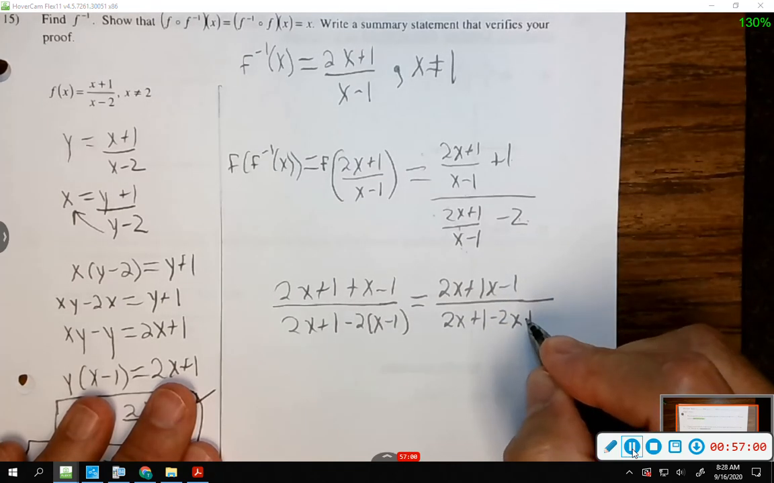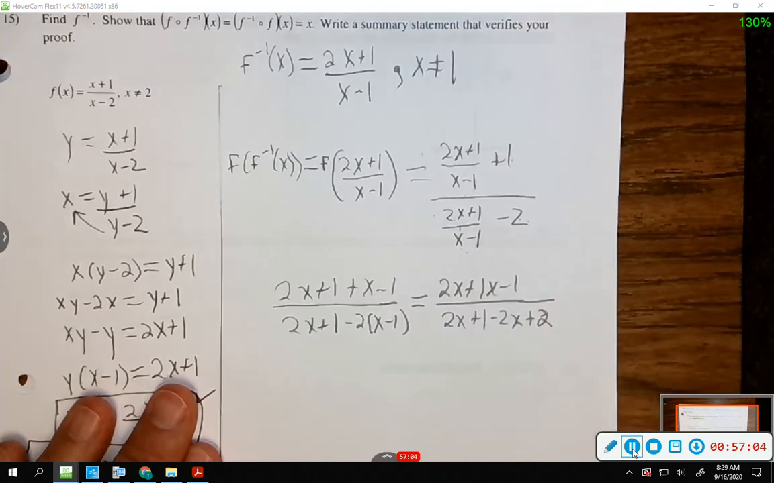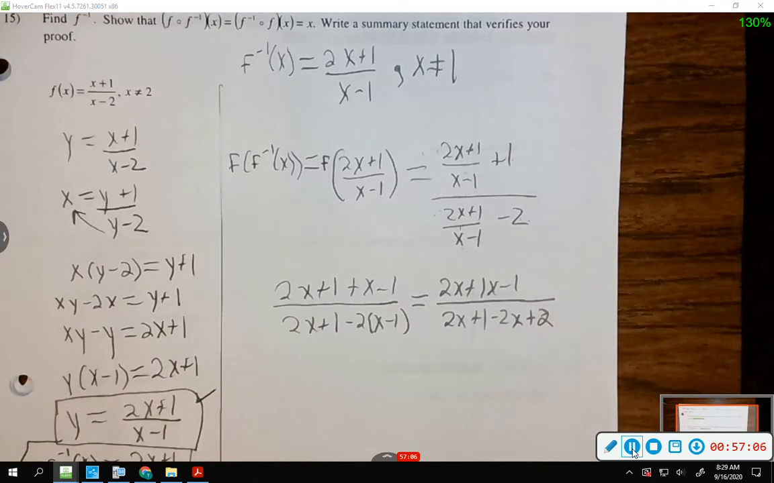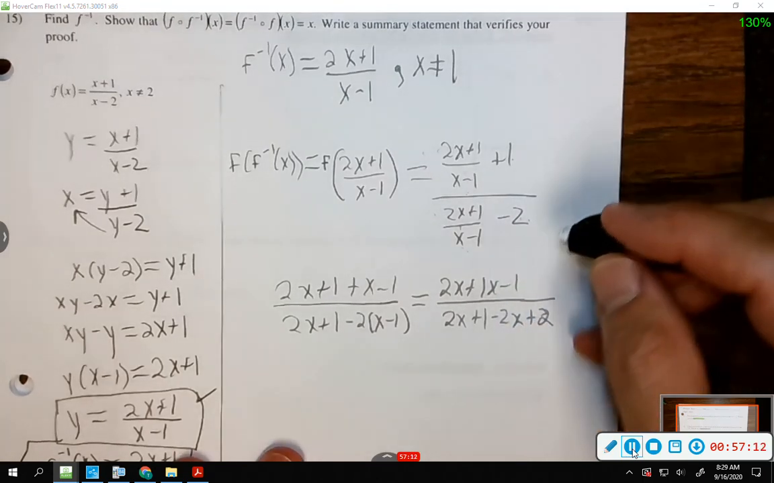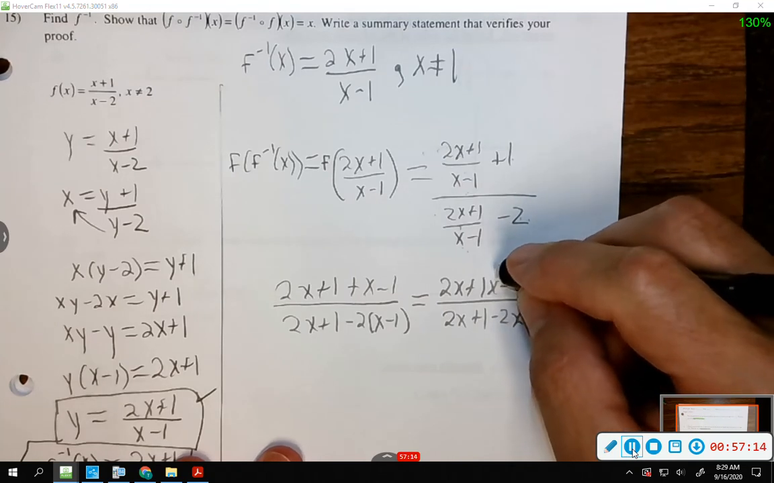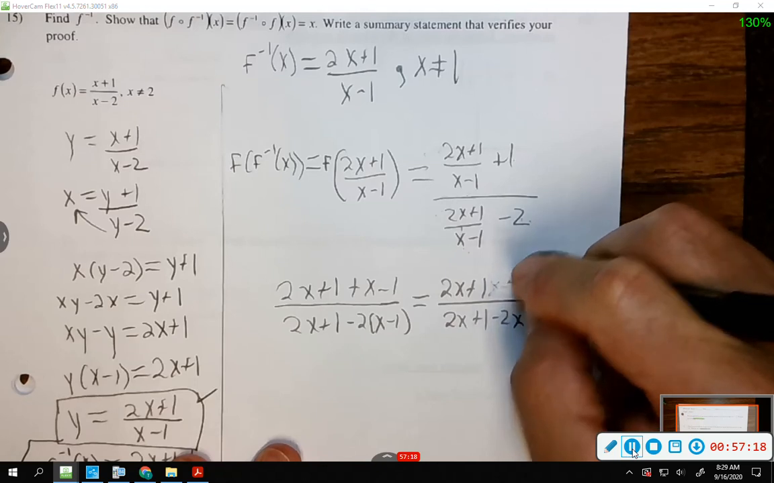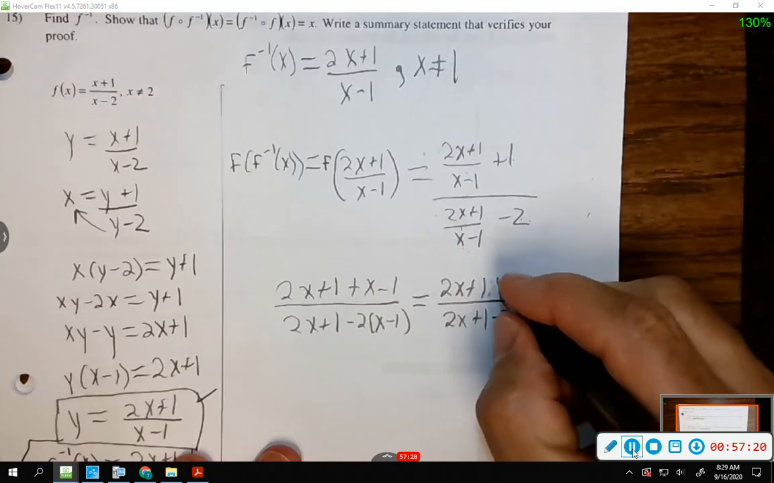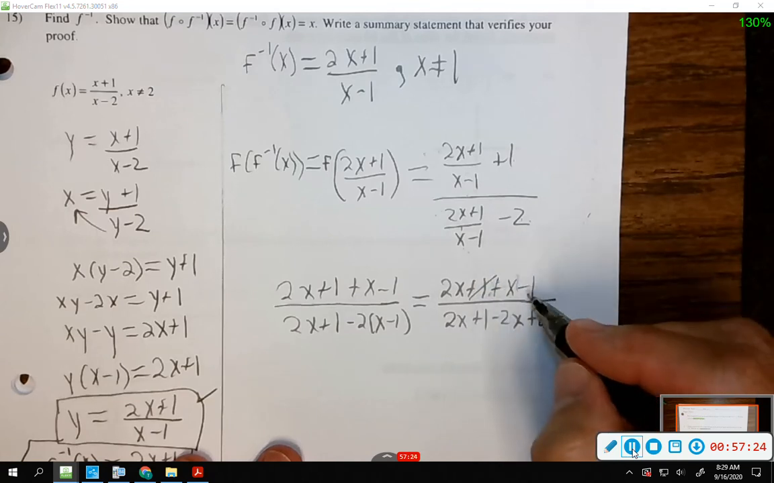Negative 2 times negative 1 is positive 2. But this is critical, and points will be taken off if you try to cancel terms and factors in the same step. Okay? I forgot my plus sign here. So it's a little confusing. So I cancel these first. Then 2x plus x is 3x.